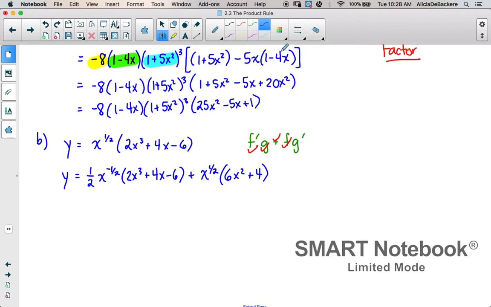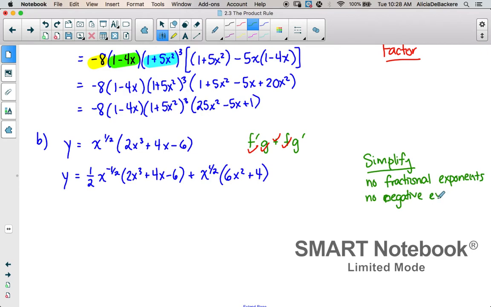Now, when I simplify my questions, I know that to simplify, I can't have fractional exponents, and I can't have negative exponents. I know that I always want to try to factor. And the other thing is if I have two fractions, then I will add or subtract them. So it's like using a common denominator.